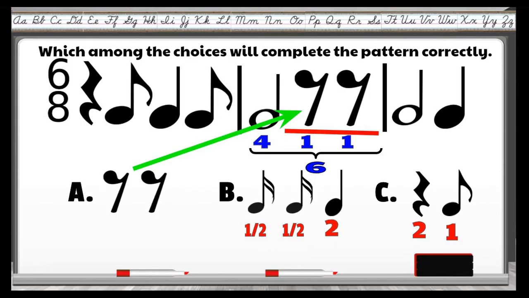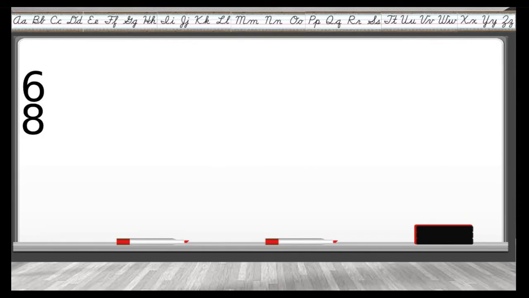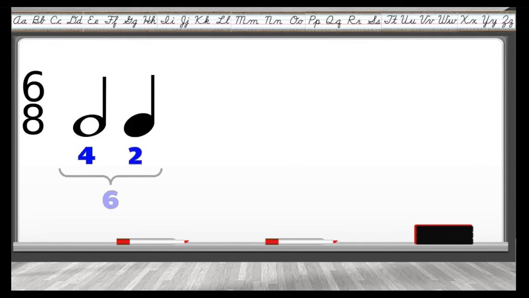Let us now create our own rhythmic pattern in 6/8 time signature. Let us start with a half note. This note receives 4 beats. Then, let's add a quarter note, which has 2 beats. 4 plus 2 is equal to 6. Let's put a bar line to separate the first measure to the next measure.